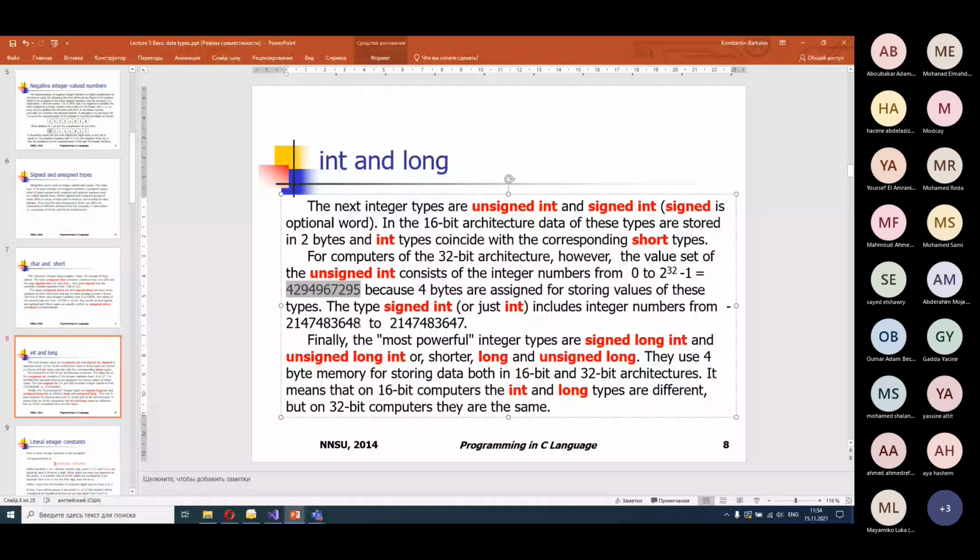And when you use signed int or just int, the range is from this number to this number. Let's check it in Visual Studio.